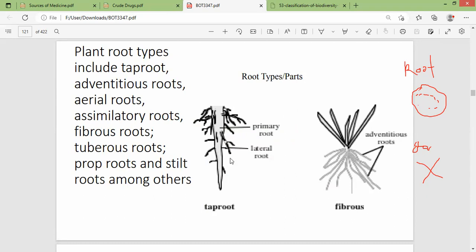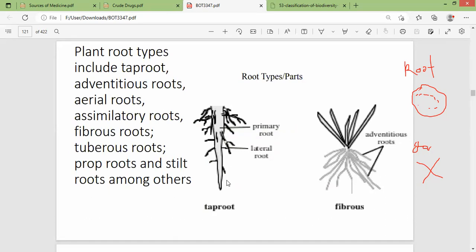Taproot, remember, we see in the dicots. Then the fibrous, we see in the monocots. Taproot is in a dicot, fibrous in the monocot. We know in the taproot there is one major root.